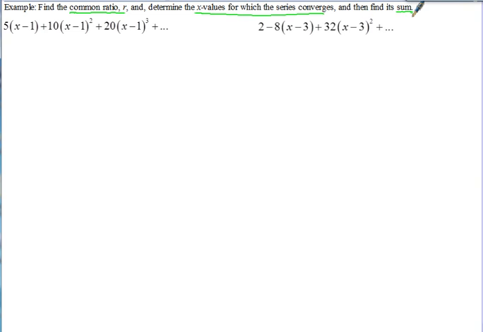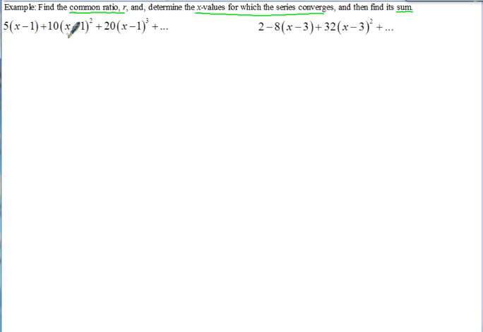So notice what's different about these. You might be used to just having geometric series that are just constants, in other words, pure numbers, no variables. But you can also have geometric series that have variables in them. In this case, you can see there's x's in them. So let's see if we can figure out what the pattern is.